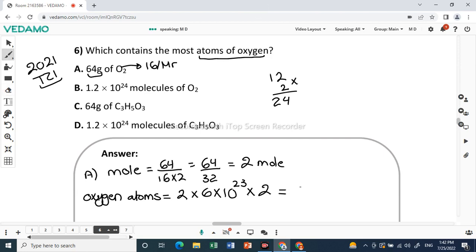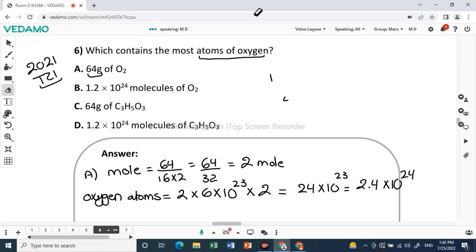times 10 to the power of 23. I always prefer to compare when it is given in scientific notation. You can leave it as it is if you want. So I'm done with A. To have a better comparison, I'm going to write the final answer for A beside it, which is 2.4 times 10 to the power of 24.